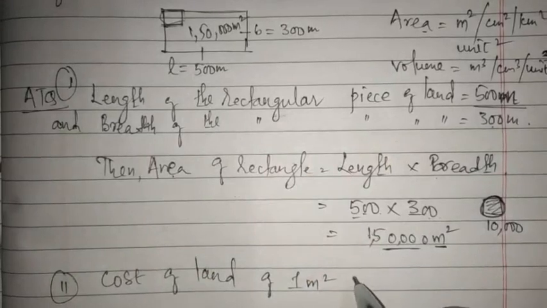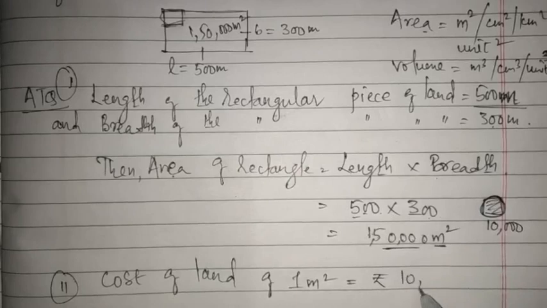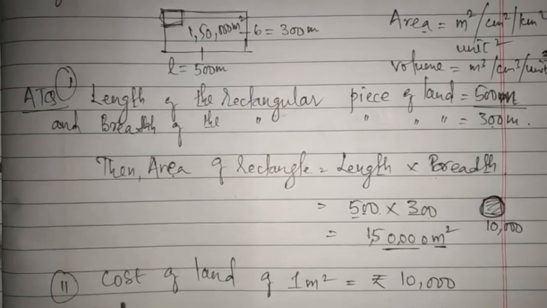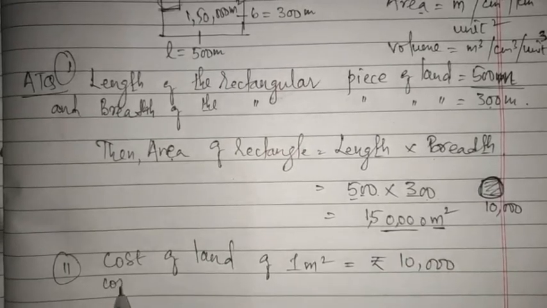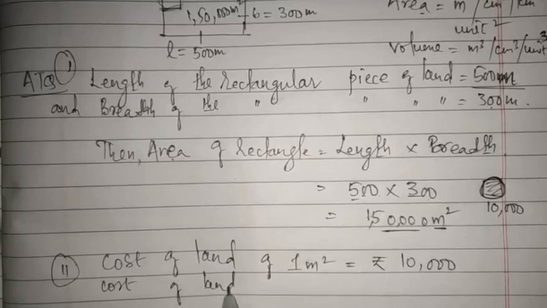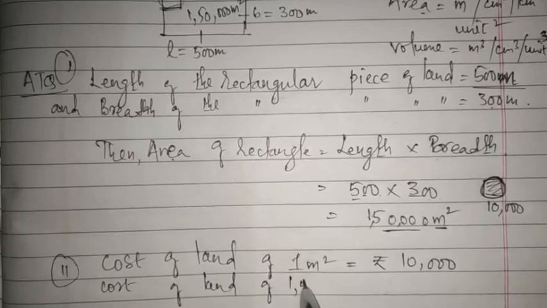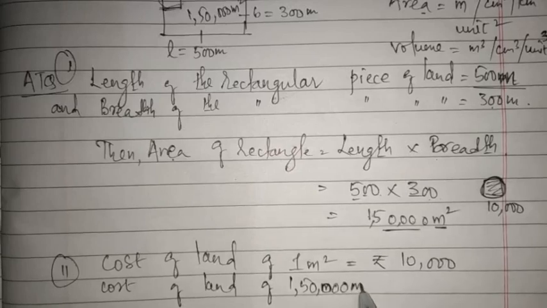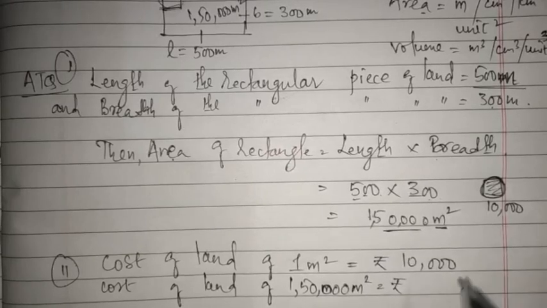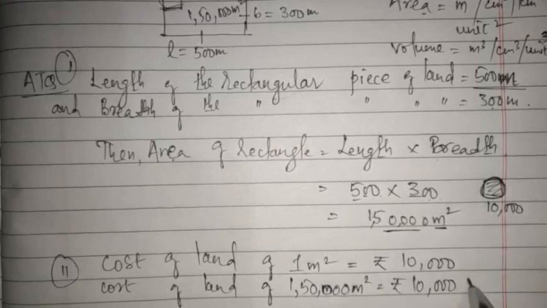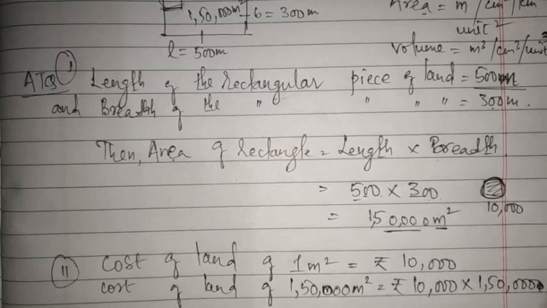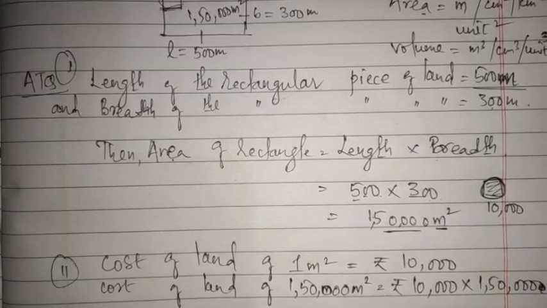So the cost of land of 1 meter square is rupees 10,000, given in the question. Now you have to find the cost of land of 1,50,000 meter square, which is equal to, just multiply, 10,000 into 1,50,000. When you multiply this, what are you going to get?